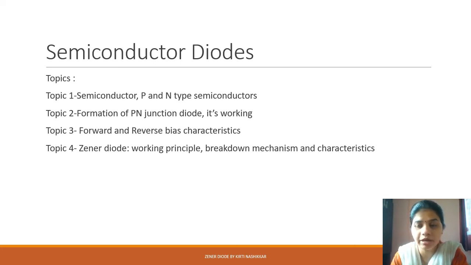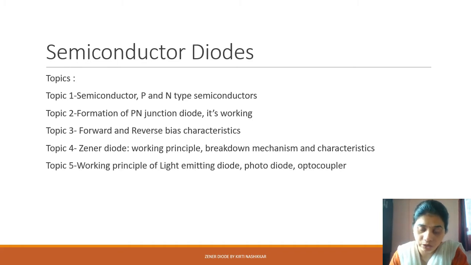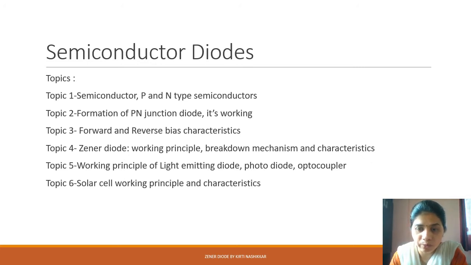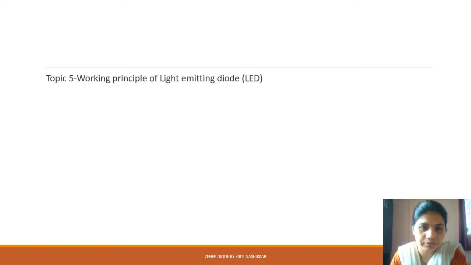breakdown mechanism and characteristics. Today we are going to discuss the light emitting diode, and the photodiode, optocoupler and solar cell we will discuss in the next lecture. So let us start with the working principle of LED.